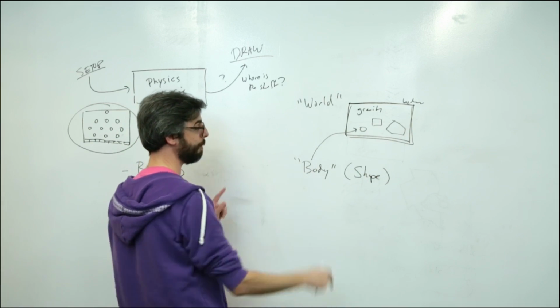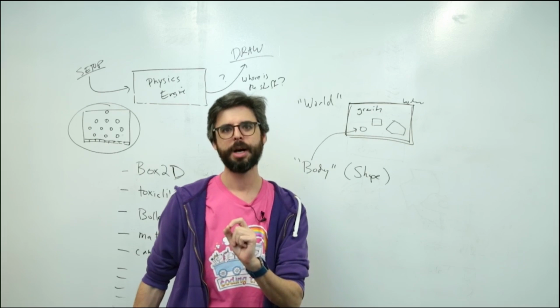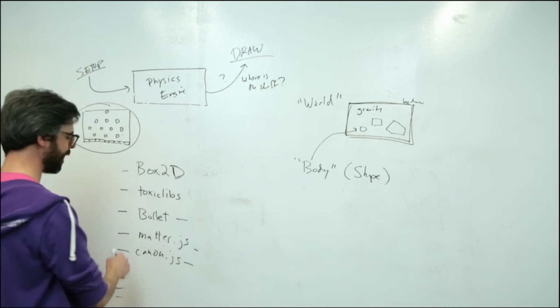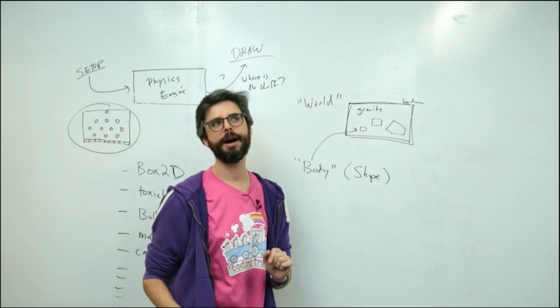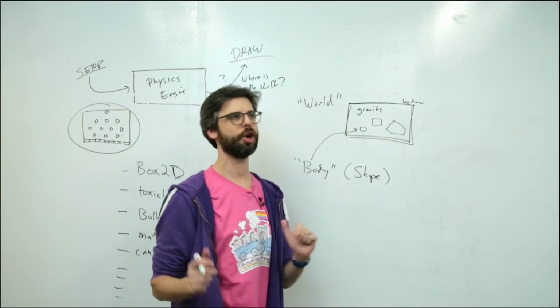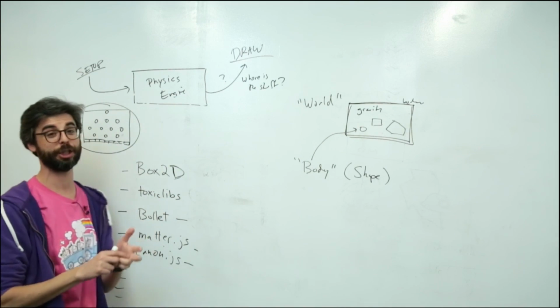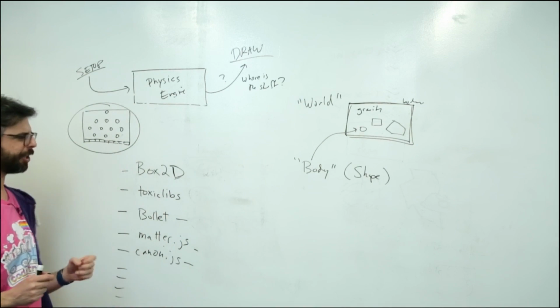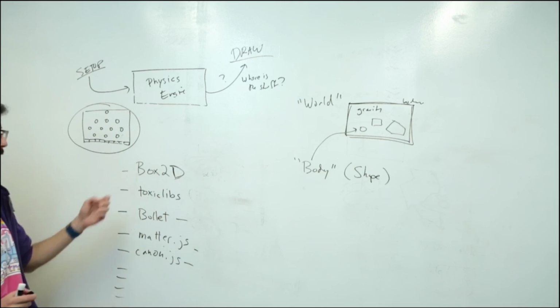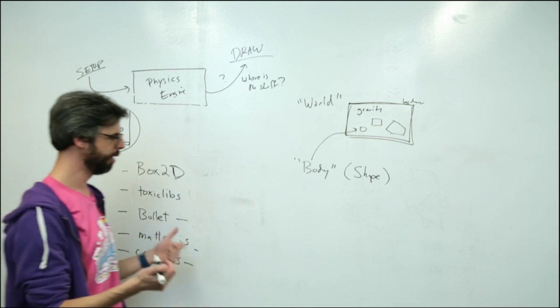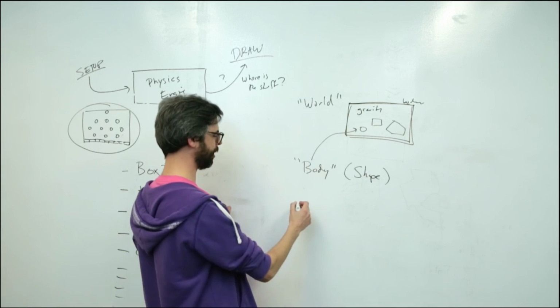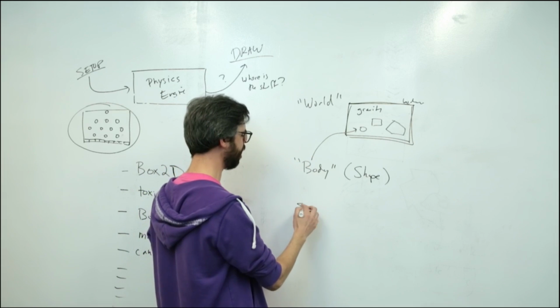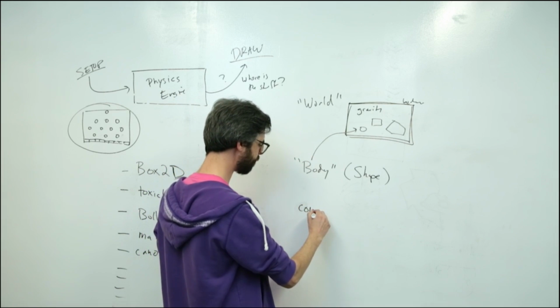So, body and shape. The other thing that most of these physics engines have is something, I'm trying to think of which term to use. In Box2D, it's referred to as a joint. In matter.js, it's a constraint. In toxiclibs, it's a spring. So I'm going to call it just a connection, or a spring. No, let's call it a connection.